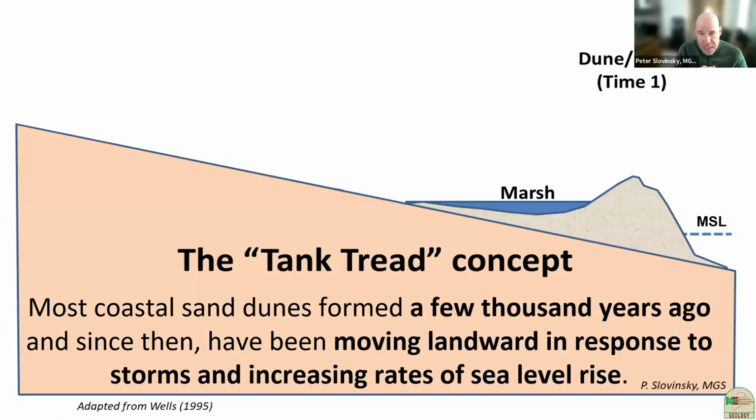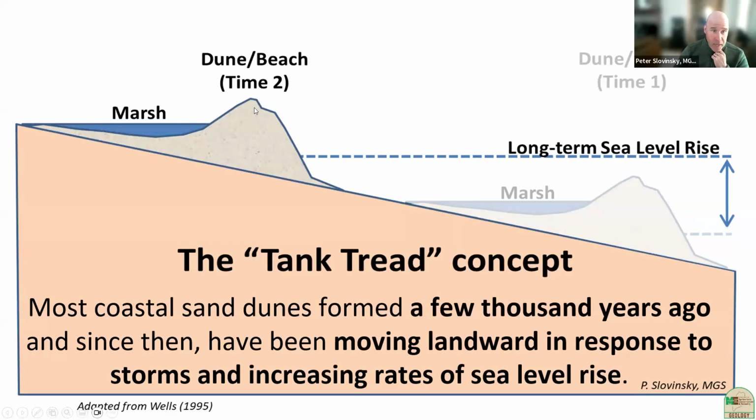So this is what I call the tank tread concept, which describes how beaches and dunes migrate in a landward direction in response to storms and sea level rise. So at time one, you've got a marsh system on the backside of your dune. There's a dune over here. There's a beach, and mean sea level is kind of over here. And with time, as sea level rises, you can see this is just a cartoon, but there's accommodation space for this system to move landward or transgress in response to sea level rise. So at time two, it's the same thing. It just moves up the landscape, okay?